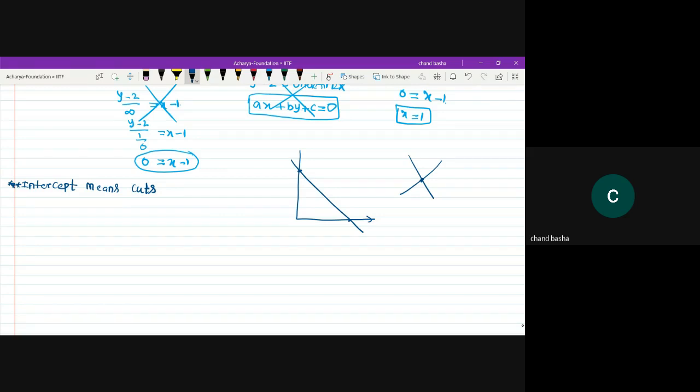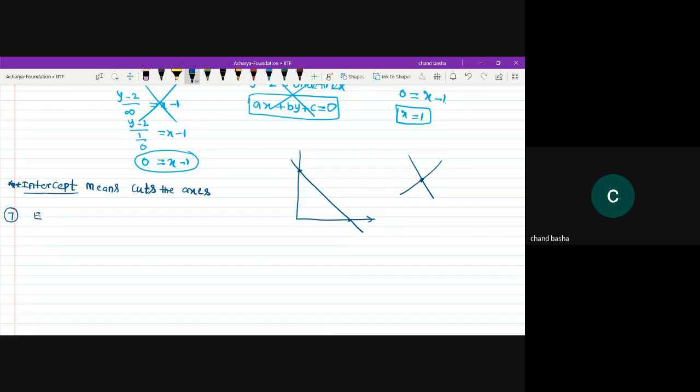Clear? In coordinate geometry, whenever the word intercept is given, it means cutting the coordinate axis. It cuts either one axis or more than one axis. This is the point that you have to remember. And now the 7th point that I am going to discuss.